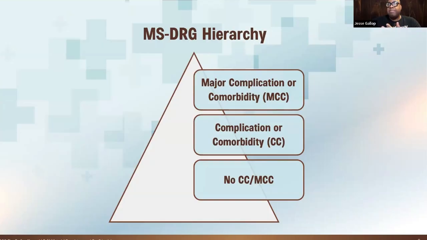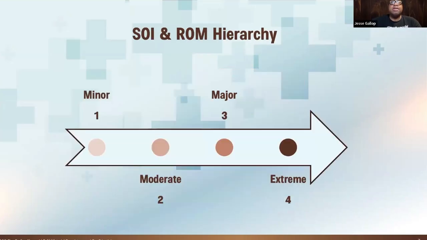But for MCCs and CCs in particular, if you have an inpatient ICD-10-CM coding book, the tabular index will let you know if a condition is a CC or an MCC. And it won't tell you the weight. You need an encoder for the weight, but it will let you know if a condition is a CC or an MCC. Then we have the SOI and the ROM hierarchy.